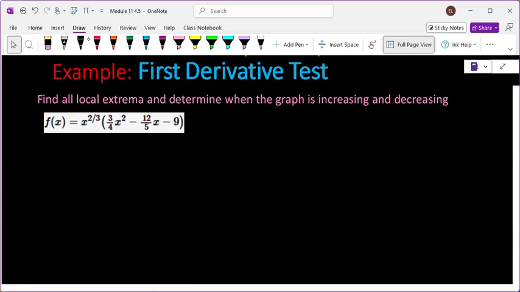All right, so this is our function. We could either do this as a product rule, because it's x to the 2/3 times that quadratic, or we can distribute it through, do our derivative, and then factor out the ugly x part. If we do the product rule, we're gonna have to do some funky distribution, so I'd rather just distribute it beforehand.